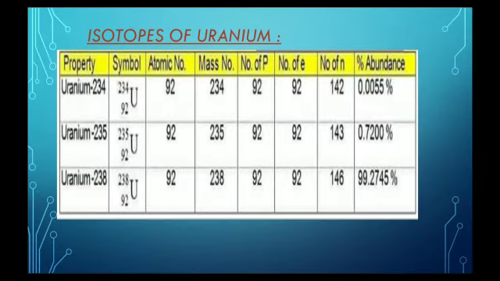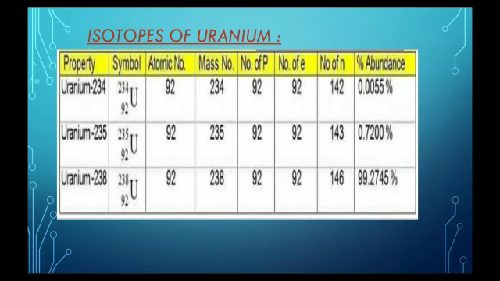Then comes the isotopes of uranium. Again, uranium has three isotopes with mass numbers 234, 235 and 238. Now they are named as U234, U235 and U238. Atomic number is 92 for all three isotopes. Okay, uranium 235 is used in nuclear reactors and atomic bombs. Okay, it is a radioactive element, so it is used in nuclear fission and in atomic bombs.